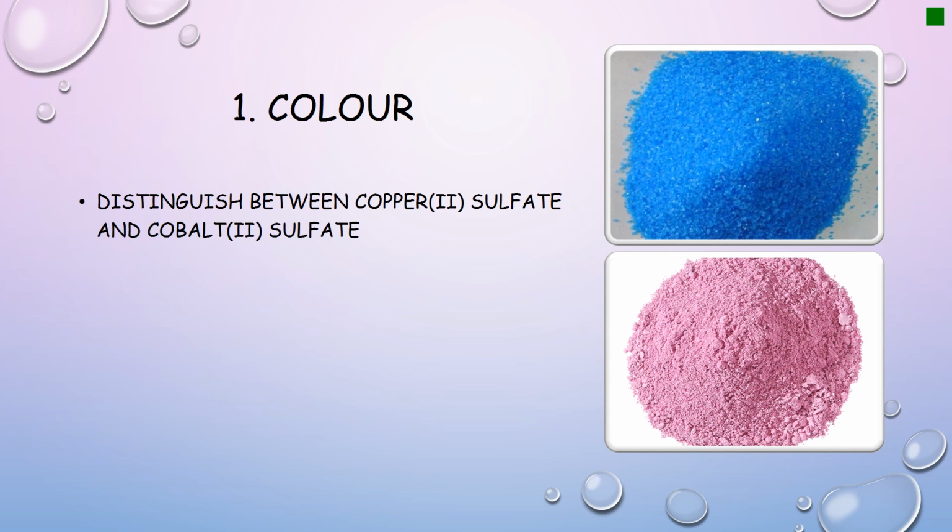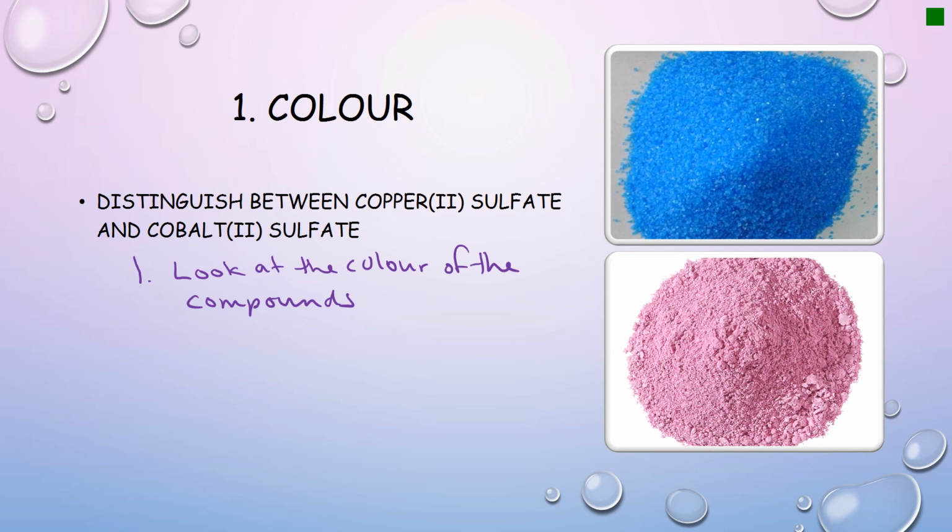Now you need to write a set of instructions so that a year 10 from another school could pick this up and follow the sets of instructions and work out what is what. So what I suggest is, number one, we look at the colour of the compounds. Now I can see that one is blue and one is pink.